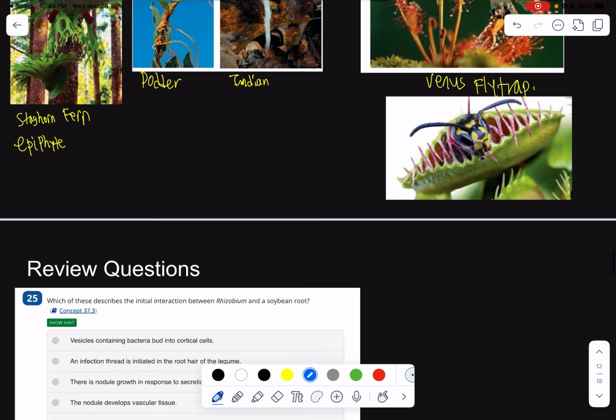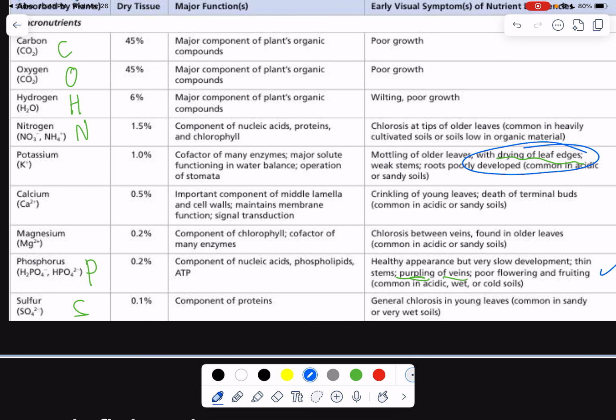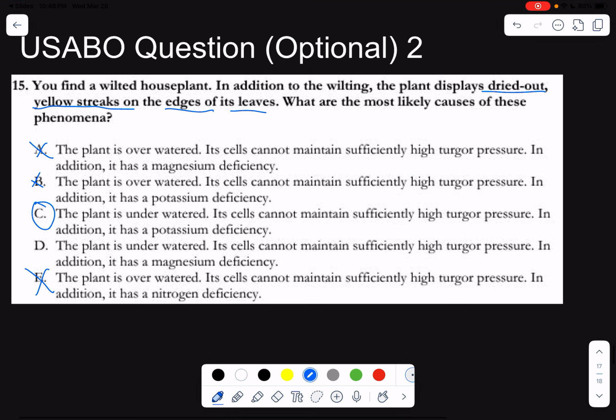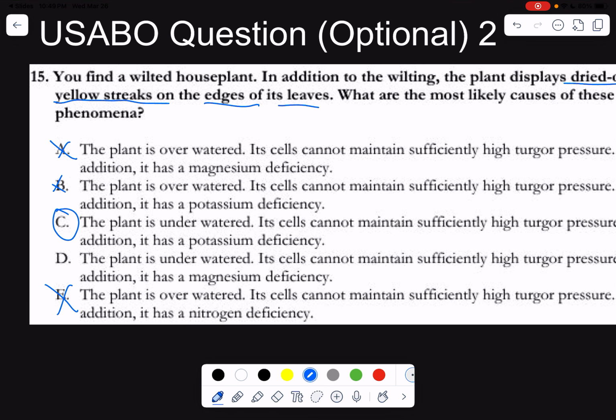Let's go to our reference sheet because both potassium and magnesium are there. Mottling of older leaves with drying of leaf edges. There we go. And then this one is irrelevant now. So therefore, potassium is the deficiency that we want. And if we confirm on the online answer key, we can quickly see that this should be the correct answer.